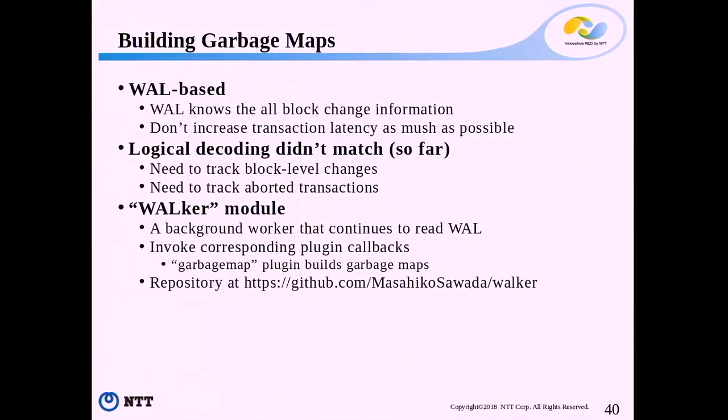Building a garbage map is the most important part of this feature. In the first implementation, I tried to make each backend report the garbage status to the stats collector, and the stats collector generated a garbage map. But that implementation significantly increased transaction latency. So I decided to read WAL so that it doesn't increase transaction latency as much as possible.